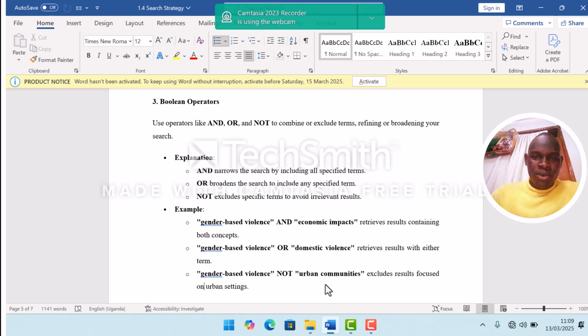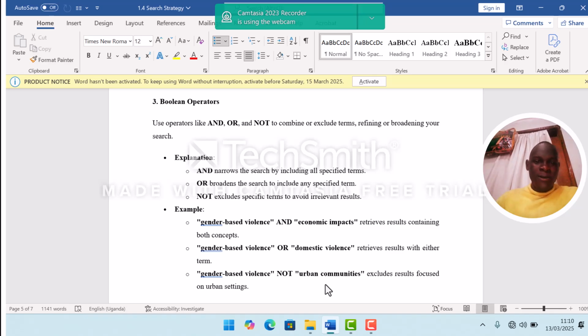Of course, when you are using AND, you will be narrowing the research by including all the specific terms that are needed. OR is something that broadens the search to include any specified term. And NOT, being a negative clause, excludes specific terms to avoid irrelevant results. If you don't want something, you can search and say NOT about that thing.